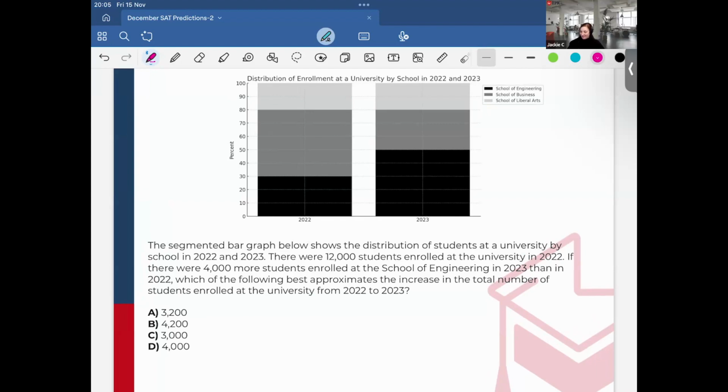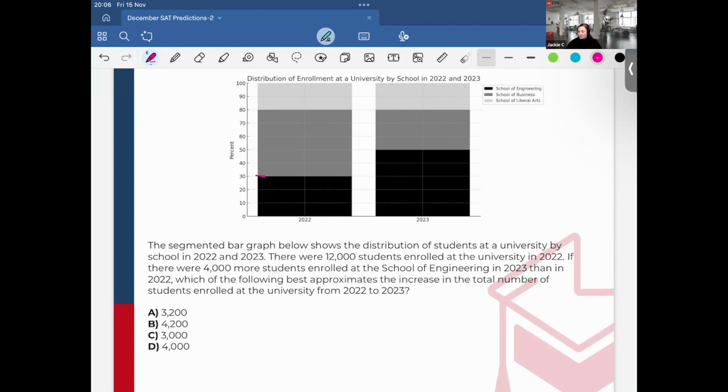Here, oh my goodness, amazing. The segmented bar graph below shows the distribution of students at a university by school in 2022 and 2023. There were 12,000 students enrolled in 2022. If there were 4,000 more students enrolled at the School of Engineering in 2023 than in 2022, which of the following best approximates the increase in the total number of students enrolled at the university from 2022 to 2023?